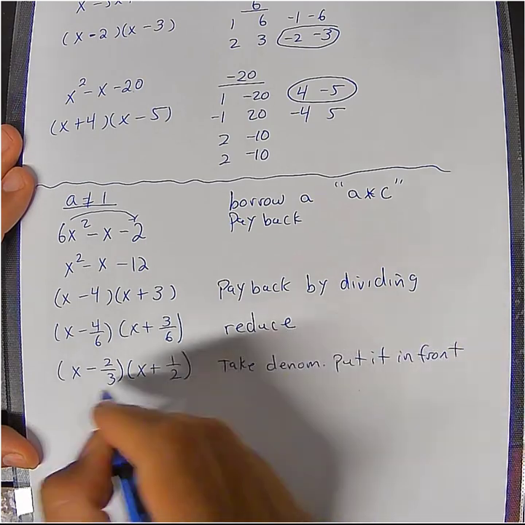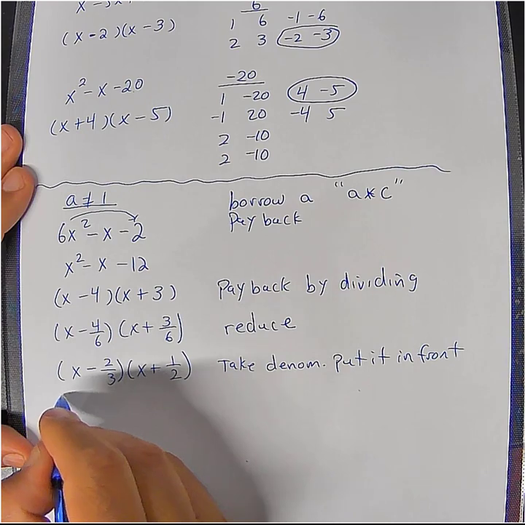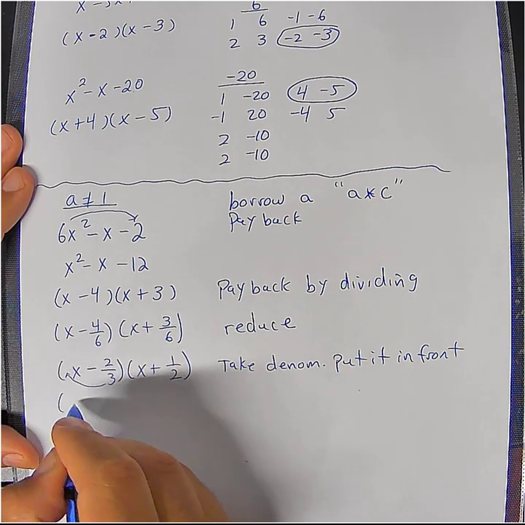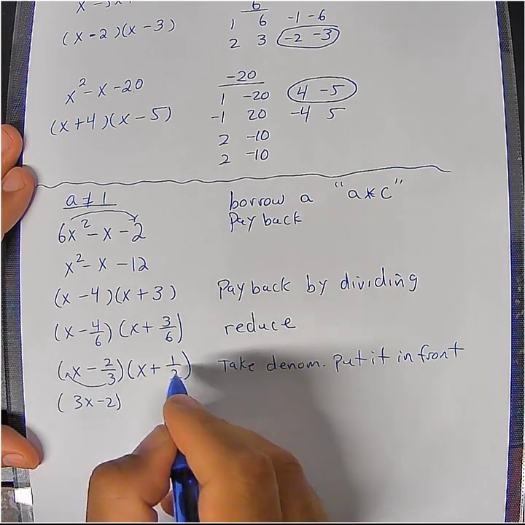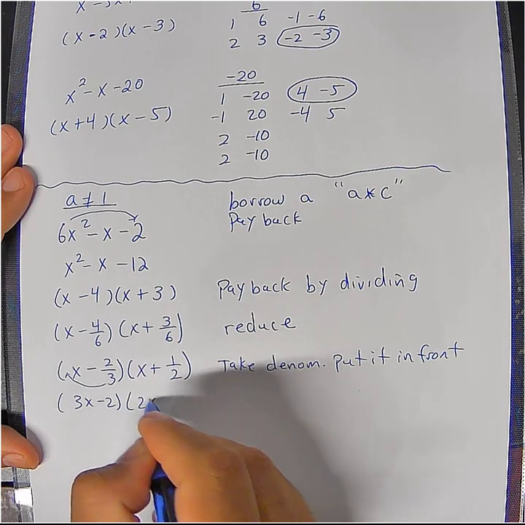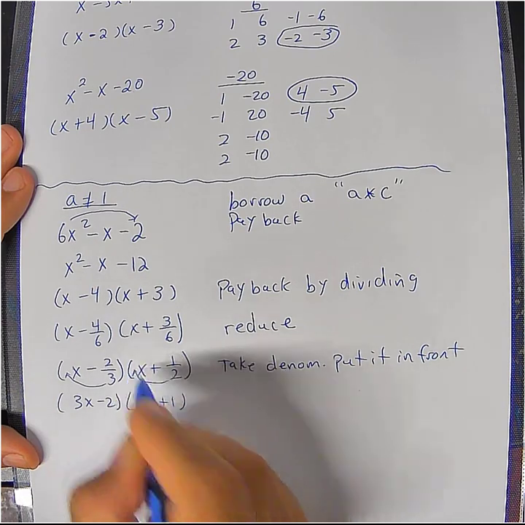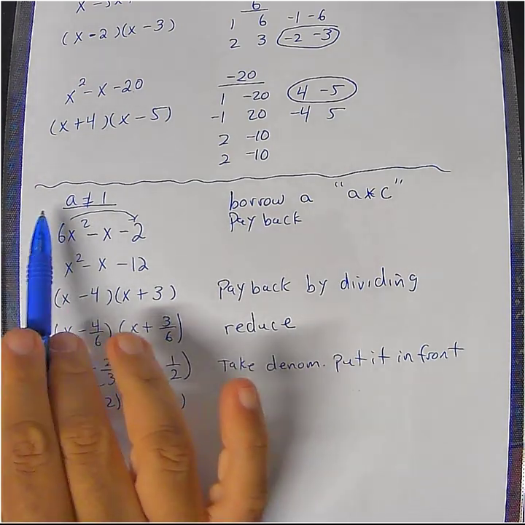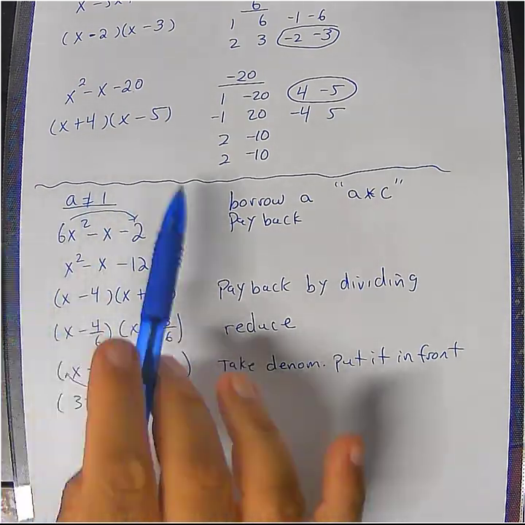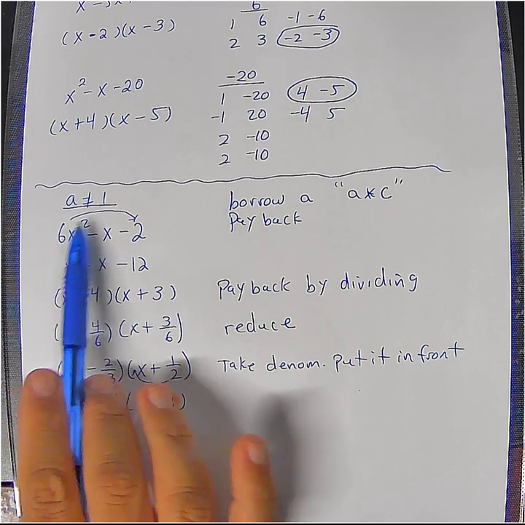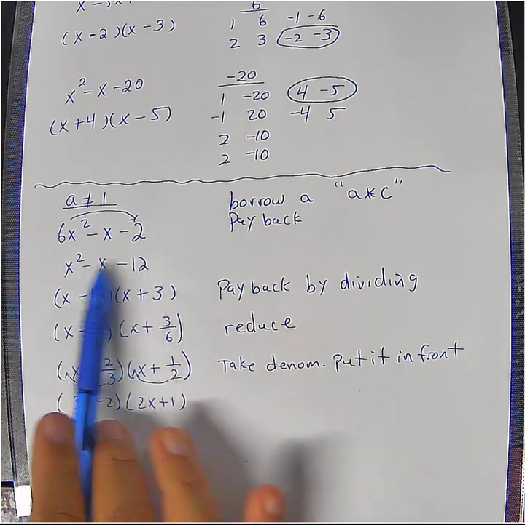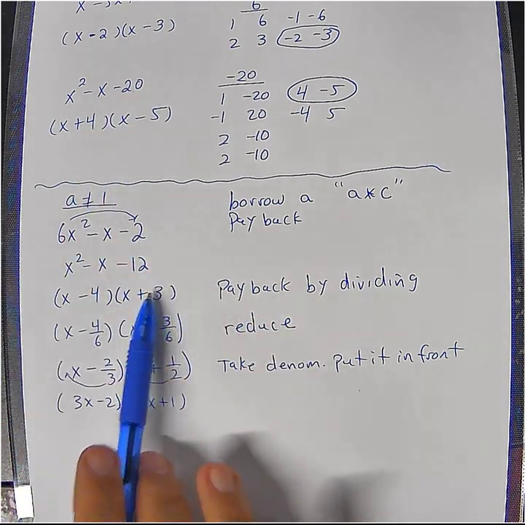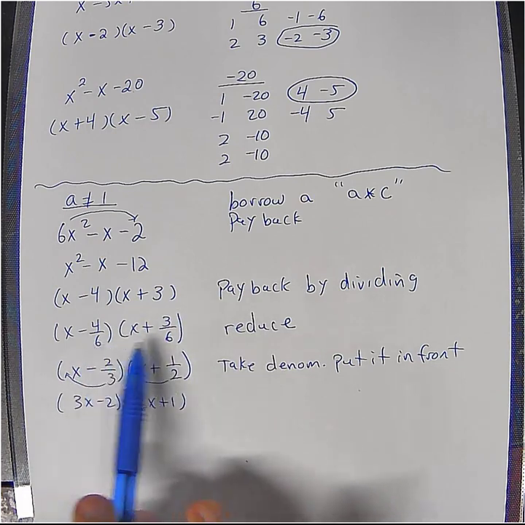That's if you don't have nice numbers. So this becomes 3 goes over here, so that's 3x minus 2. The 2 goes over here, so that's 2x plus 1. And hence you just factored when a is not 1. So when a is not 1, we are going to borrow. That's by multiplying. We're going to factor as we did normally. And then we're going to pay it back right here.